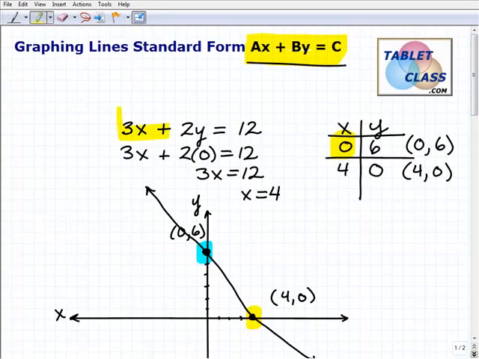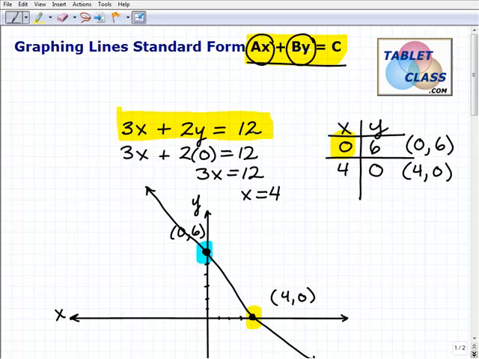If you look here, 3x plus 2y equals 12. It's a number times x, or a times x, plus a number times y, or b times y, equals a constant, or just a number. That's the form. Not too hard, not too mysterious. That's all you have to do. Set up a little basic table like this, and you'll be good to go.